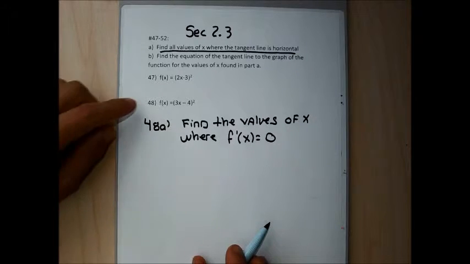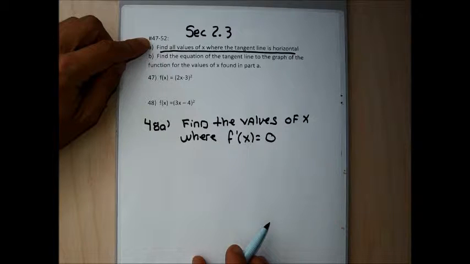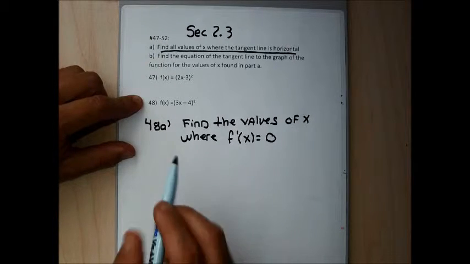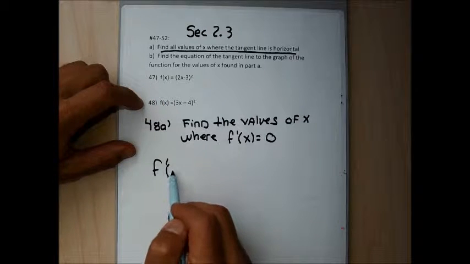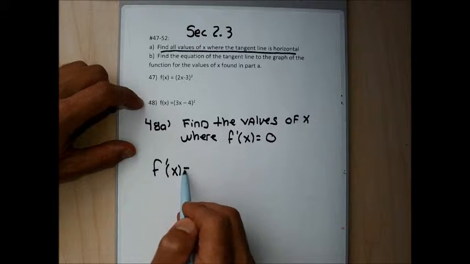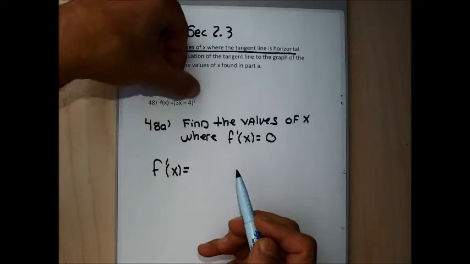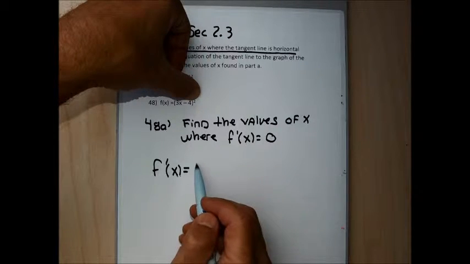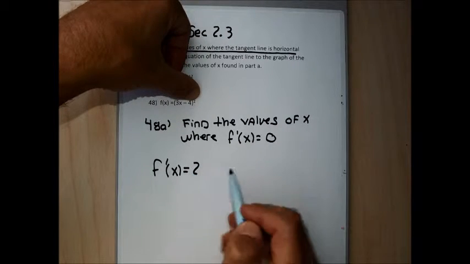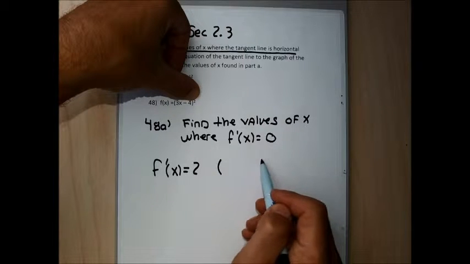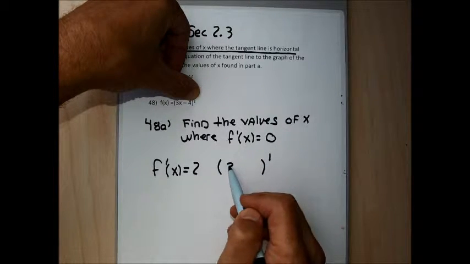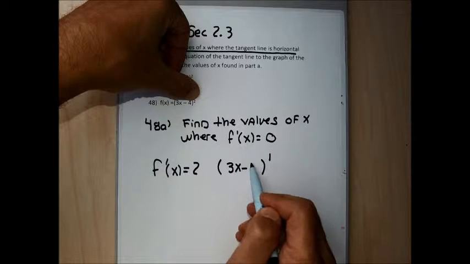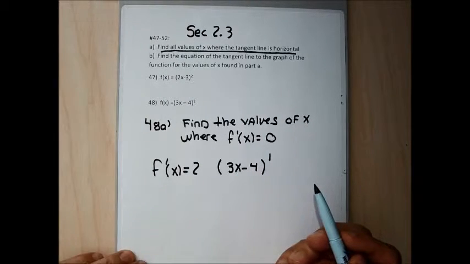So for 48, to find the values of x where the tangent line is horizontal, the first thing I need is the derivative of my function. Because there's a parentheses with an exponent, I'm going to use the chain rule and kind of the shortcut to the chain rule. So I'm going to bring the exponent of 2 out front. I'm going to leave myself some room. I'm going to lower the exponent from 2 to 1. And I'm going to keep the contents of the parentheses the way they were in the original problem.